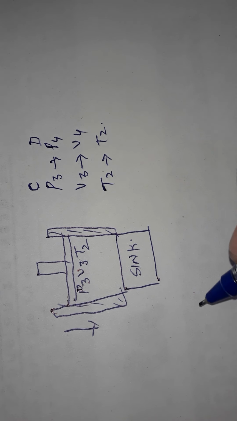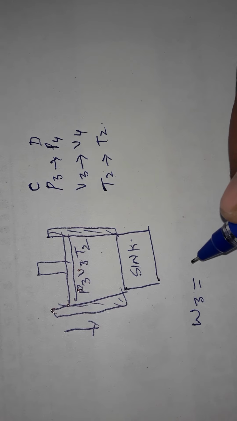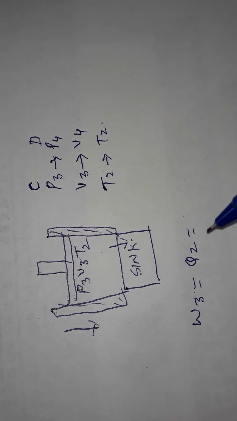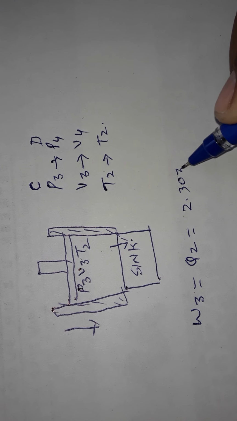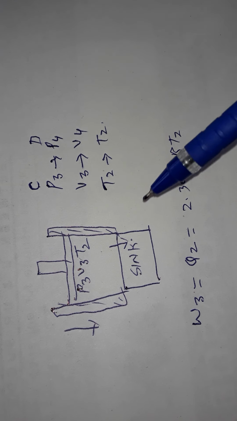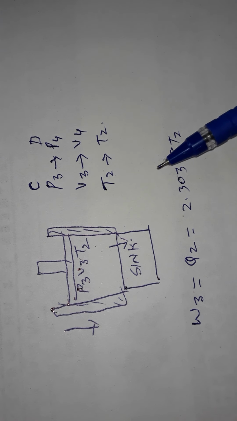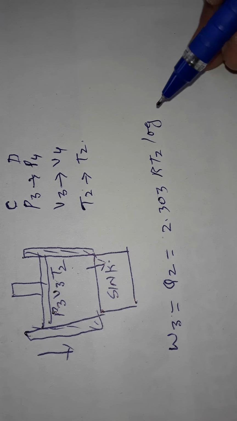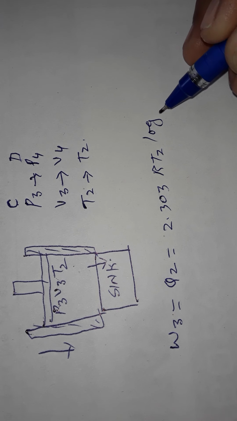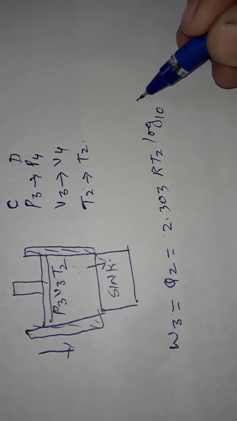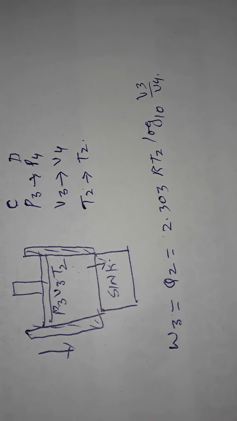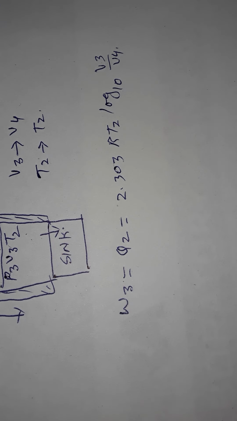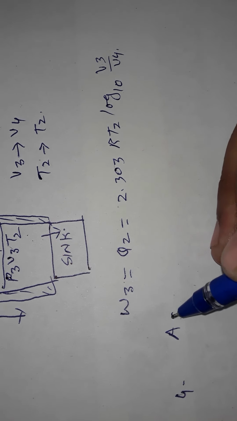Now the work done W3, let Q2 be the amount of heat lost to the sink. So we can write 2.303 RT2, because in this process the temperature is T2, log base 10 of V3 by V4, initial volume divided by final volume for the compression. Now the fourth step is adiabatic compression.